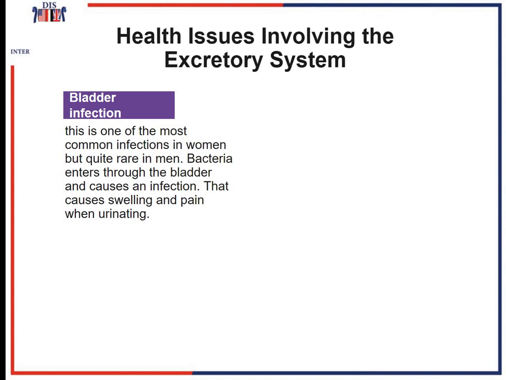We also have bladder infection. Bladder infection is one of the most common infections in women. It's in women more than men. Why? Because the urethra of the woman is shorter than the urethra of men. So bacteria can more easily go through the urethra of women than the urethra of men. So bladder infection is more common in women than in men. It's rare in men. This is because of bacterial infection. Bacteria will go into the bladder and cause an infection which causes swelling and pain when urinating.